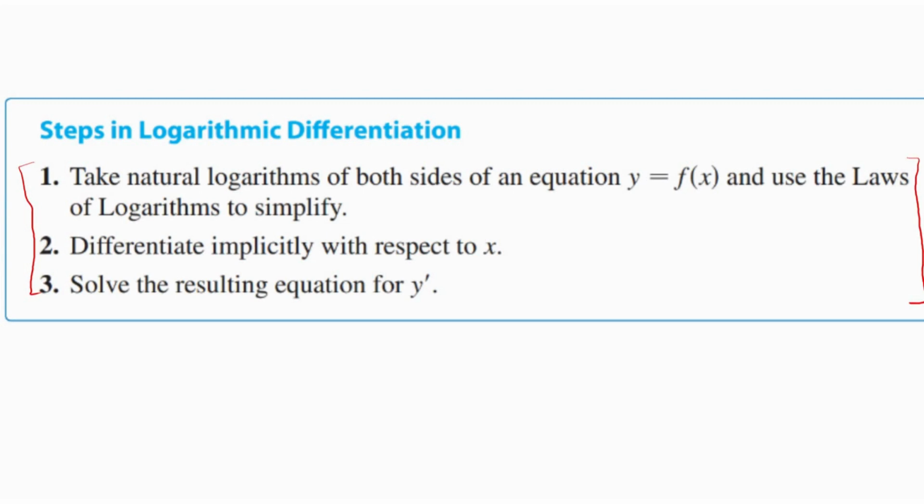So here the first step is to take natural logarithms of both sides of an equation, and then we use the laws of logarithms to simplify. Now then we differentiate implicitly. So we have done this in section 3.5, which is to differentiate implicitly with respect to x, and then we solve the resulting equation for y prime.